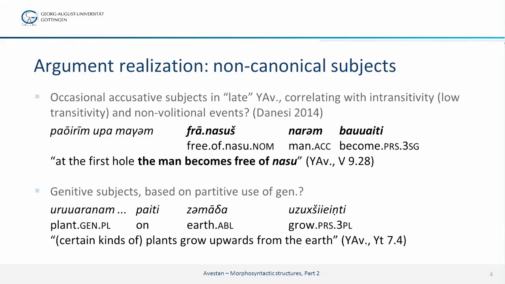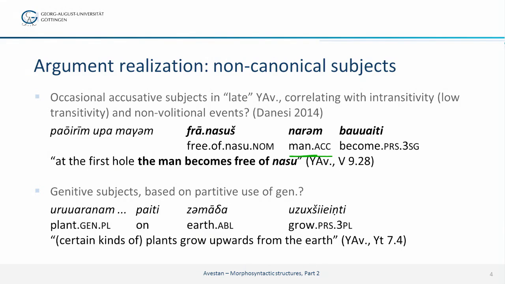In Zoroastrianism, Nasu is the concept and also the demon of putrefaction, one main source of impurity. Based on the assumption that such accusative subjects, like narem in the sentence, represent a linguistic reality, it has been argued that they particularly correlate with intransitivity or low transitivity and non-volitional events, like in this case, the man becomes free of Nasu without contributing to it himself.